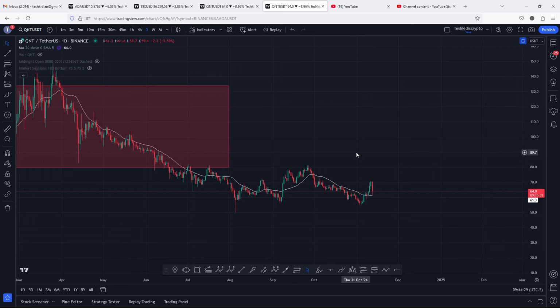So that is all I'm expecting to play out on the QNT chart on the short term and also on the long term, and let's be patient and see how that plays out, and I will be keeping you up to date.